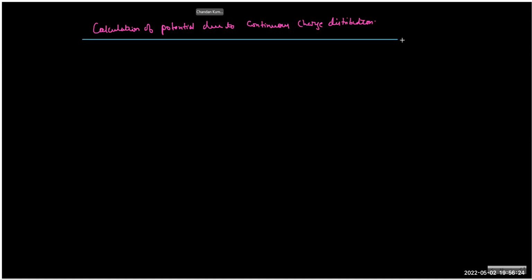So first we'll do the calculation of potential due to continuous charge distribution. This will be the heading. You can do the basic derivation on your own, but just in case you want, you can wait for the next lecture.